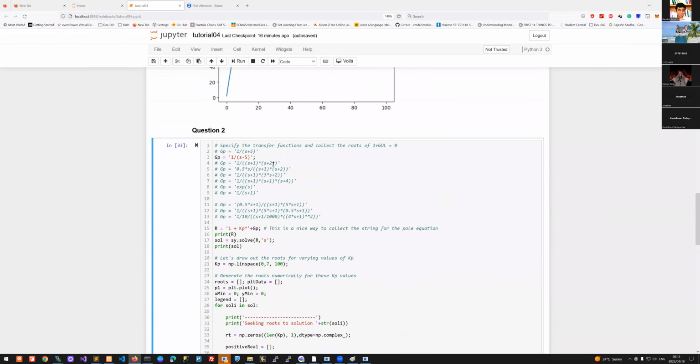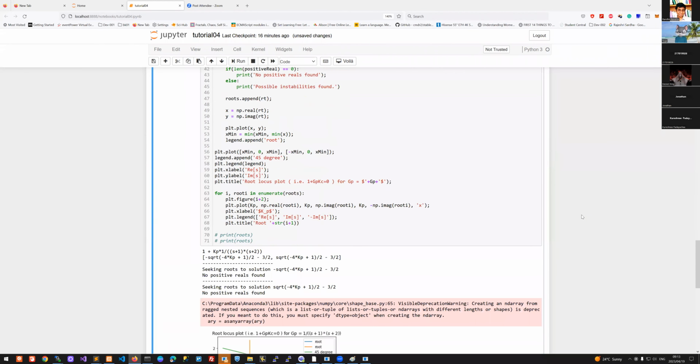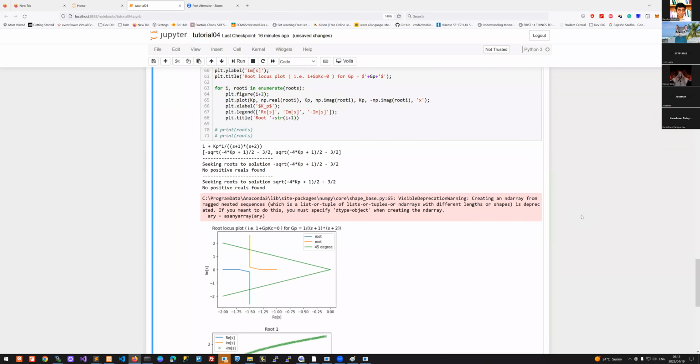Okay, so let's look at a couple other ones. This was a simple unstable case. If we look at the second order case, and just run that, in that second order case now, we do have two asymptotes.